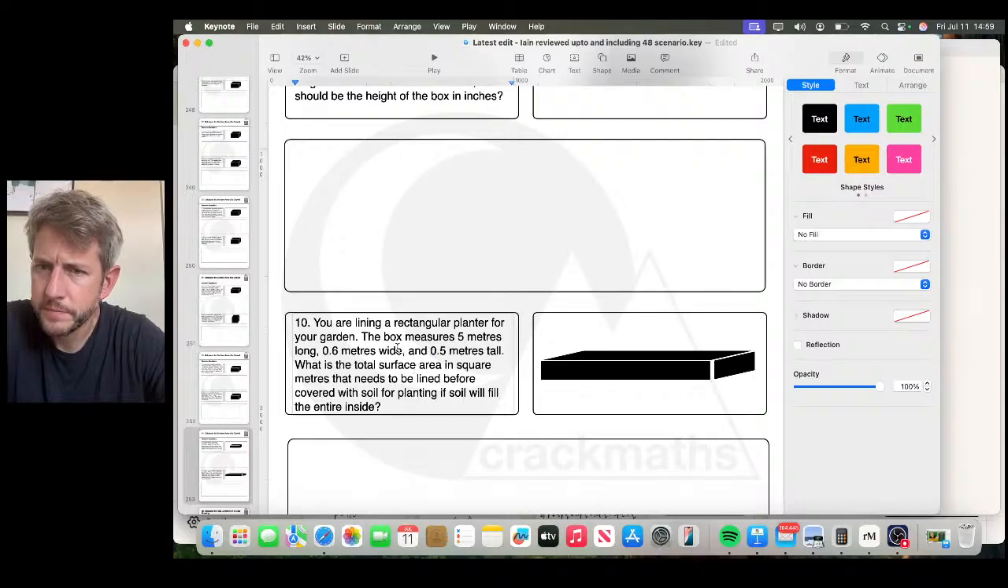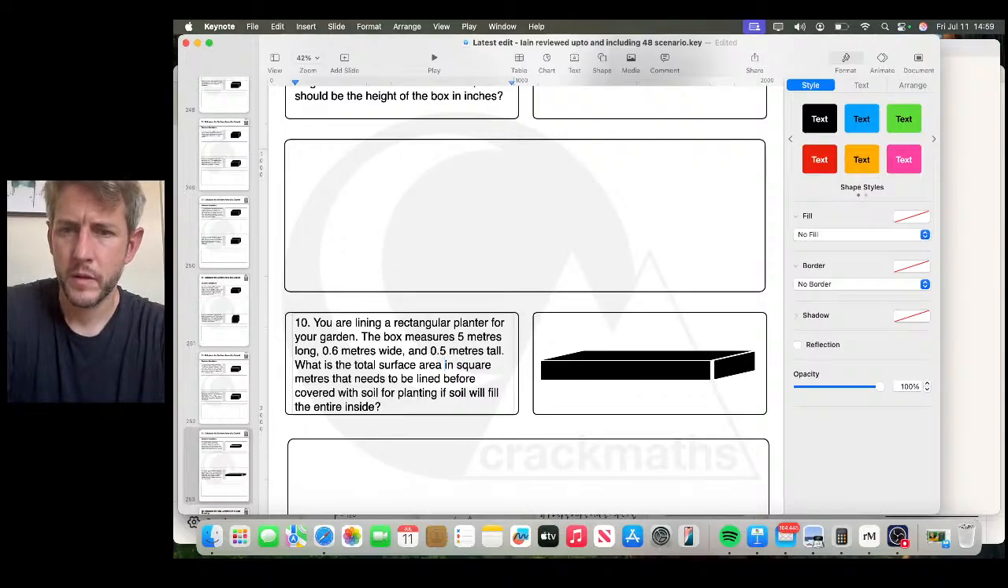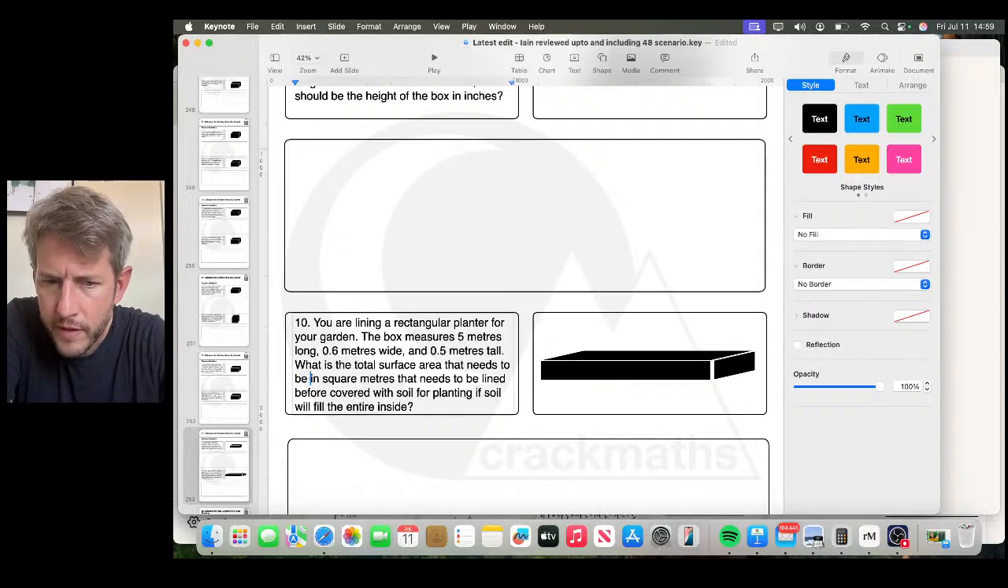What is it? You're lining a rectangular planter for your garden. The box measures 5 meters long. So what is the total surface area that needs to be lined?